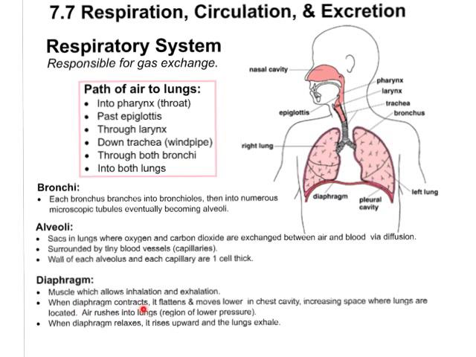When the diaphragm contracts, it flattens and moves lower in the chest cavity. That forces the space where the lungs are to increase, and because of that, air rushes into the lungs because they are now a region of lower pressure than air outside of the body. When the diaphragm relaxes, it rises back up and pushes the air out and the lungs exhale, and that is the mechanism by which we breathe.